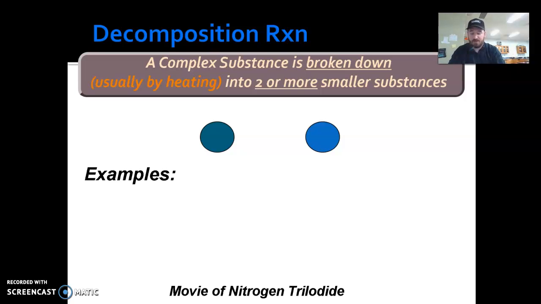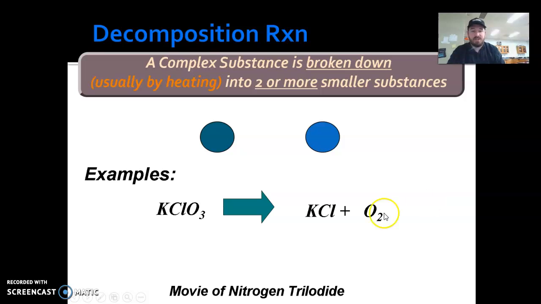All right, so for our example of a decomposition reaction, we have potassium chlorate. This is a compound that contains the element potassium, chlorine, and then 3 oxygens. And when we heat this up, it separates into 2 smaller things, potassium chloride and oxygen.